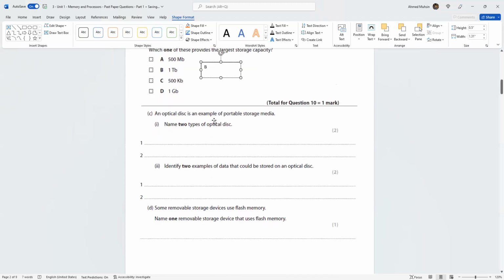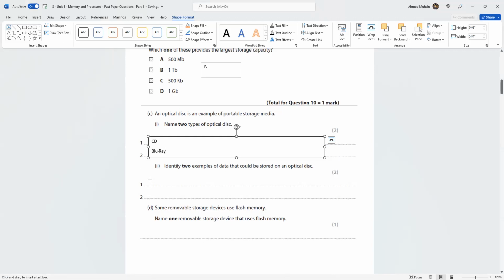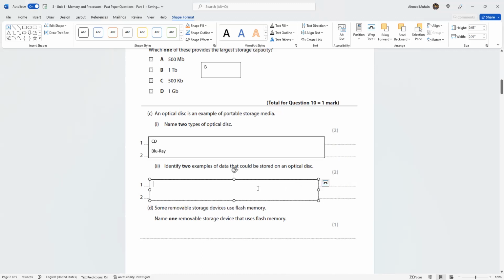An optical disc is an example of portable storage media. Name two types of optical discs. For optical discs, we know of three types: CD, DVD, and Blu-ray. You can note down any two of them. Identify two examples of data that could be stored on an optical disk. You can store videos, images, and documents. All this is possible.